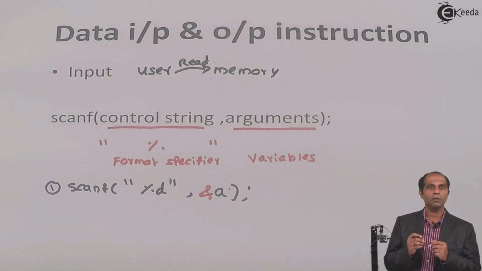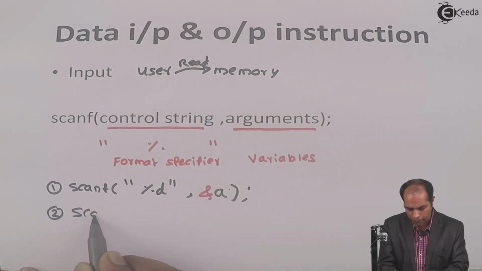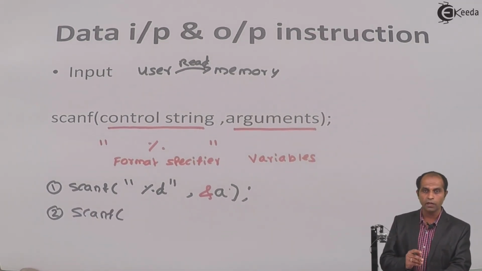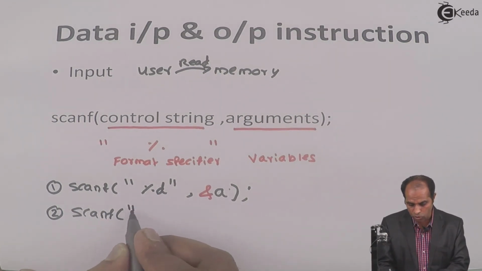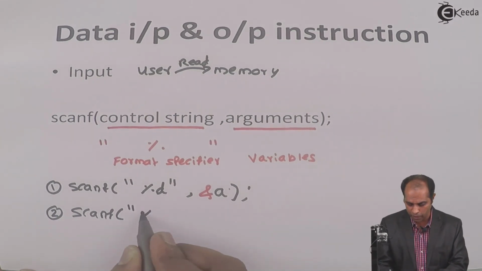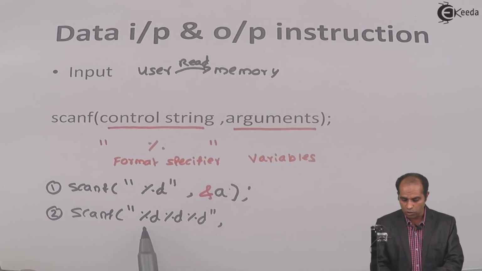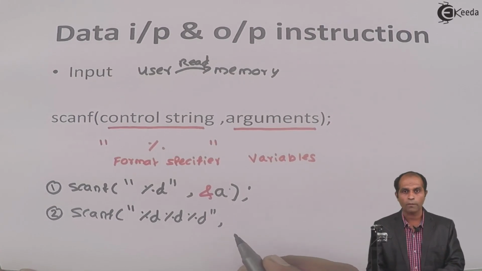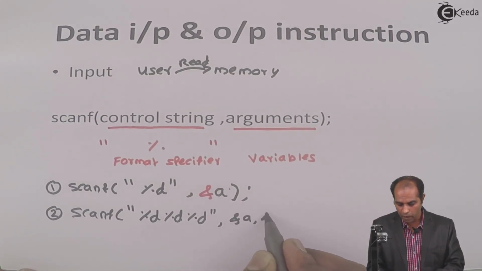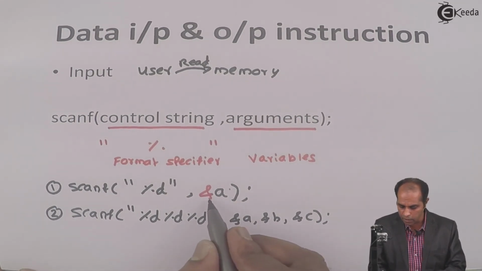Can I extend this for reading multiple values? Very easily. Check this. I'll have scanf. Assume that I wish to read two values, or say three values, of type integer. So in this case, the control string will have three format specifiers. So %d, %d, %d. Complete the control string. Place a comma. So three format specifiers indicate that you're going to read three values of type integer, comma. I'll say ampersand of a, ampersand of b, ampersand of c, where ampersand is address of.